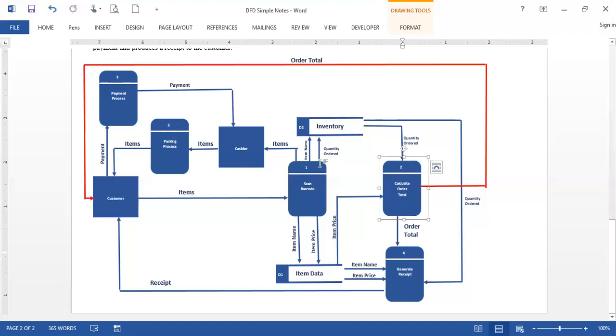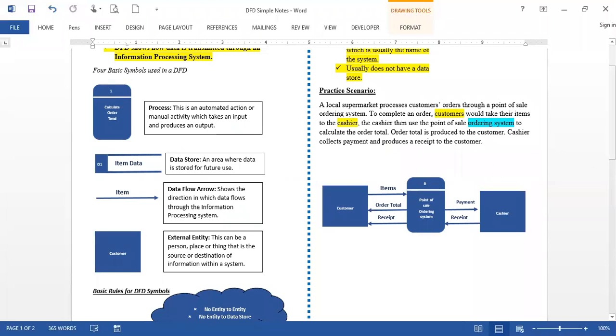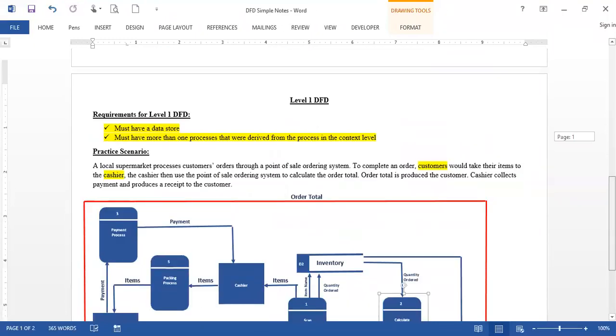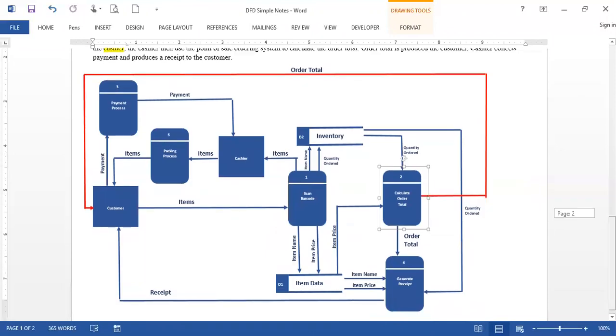Also pay attention to the numbering of the processes. In the context level, we had the one process numbered as 0, and this is because the context level is also called level 0. And then in our first level, which is level 1, we start numbering our sub processes 1, 2, 3, 4. So in order to help with the flow or the direction of data in the information system, we look at the number of the processes so you know which direction to go.